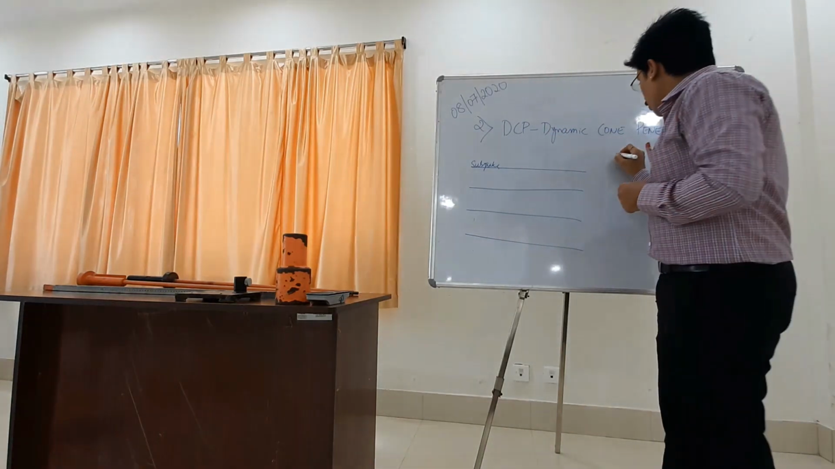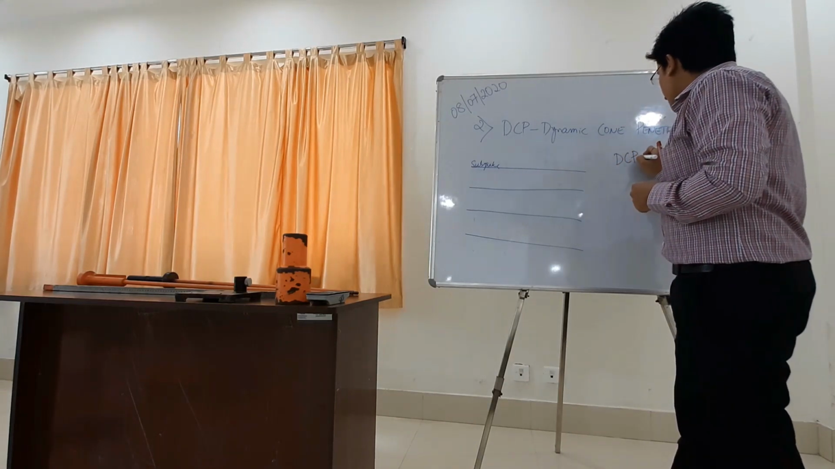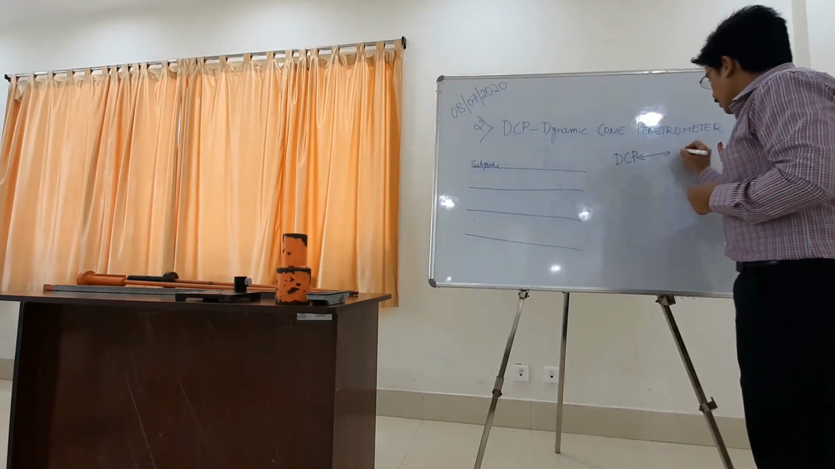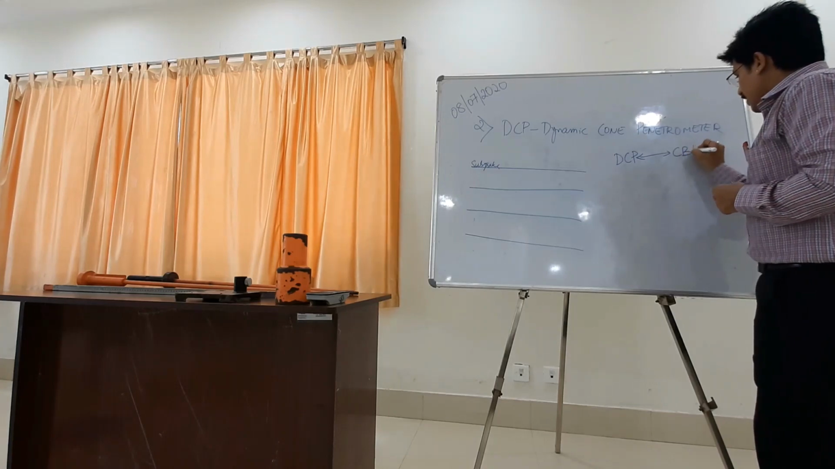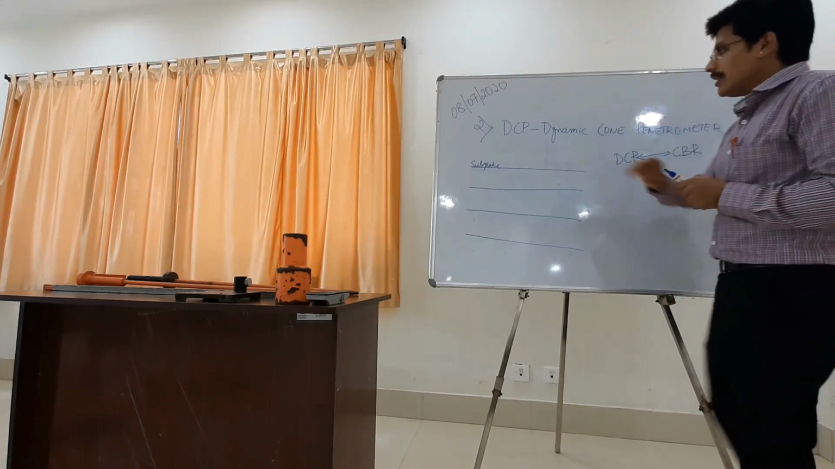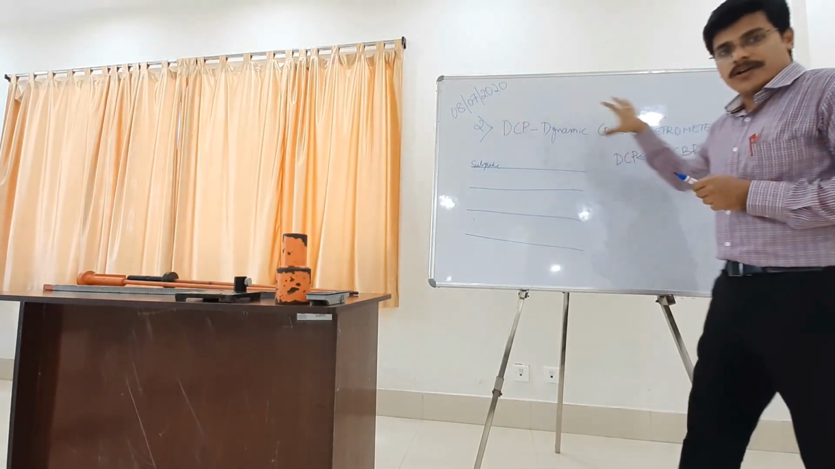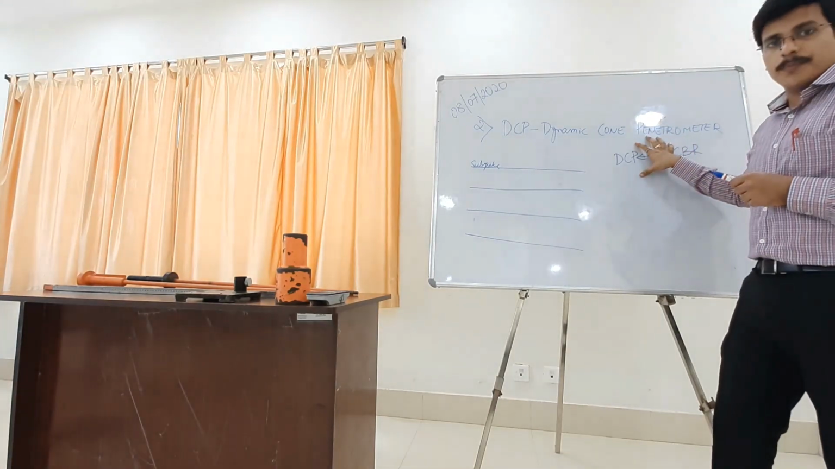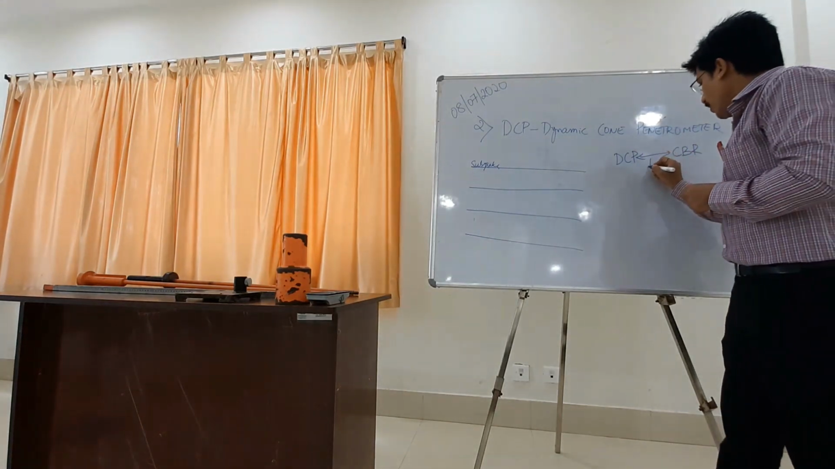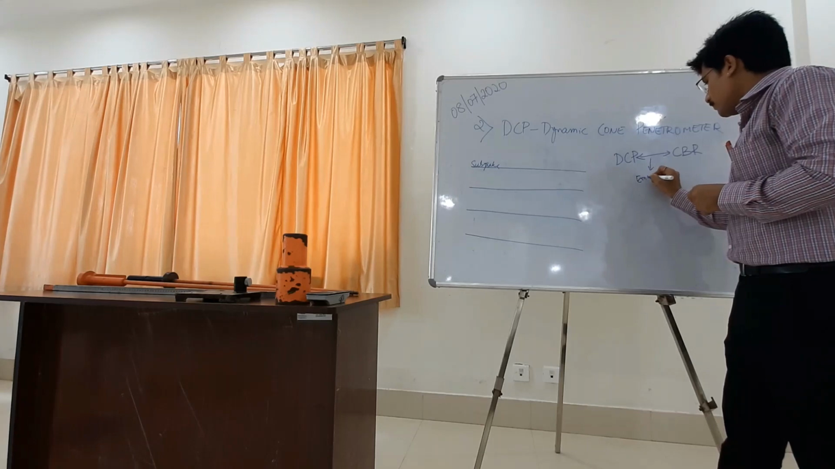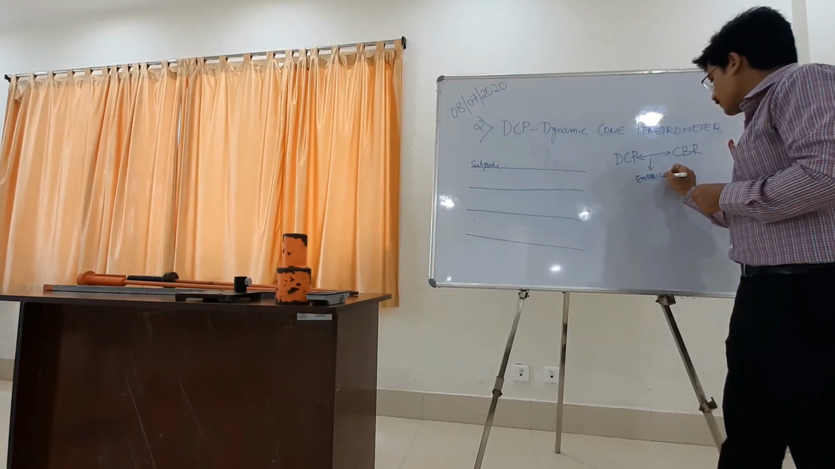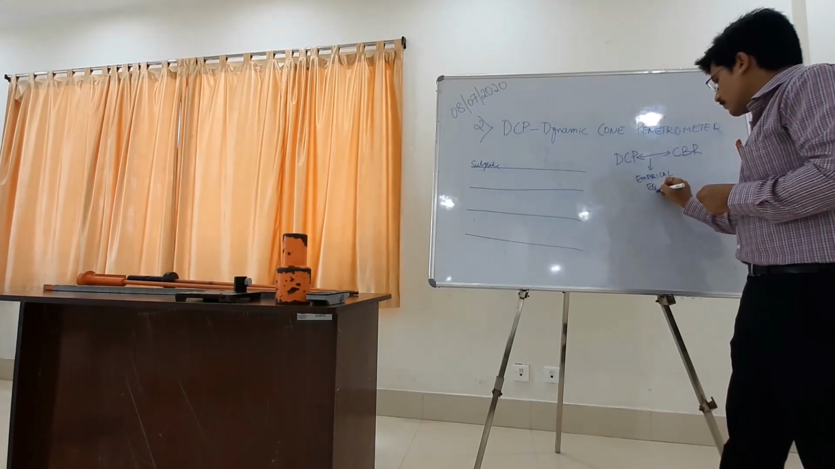But DCP has a correlation with the CBR value. So once we know the DCP value, we can identify the soil CBR. So we have empirical equations.